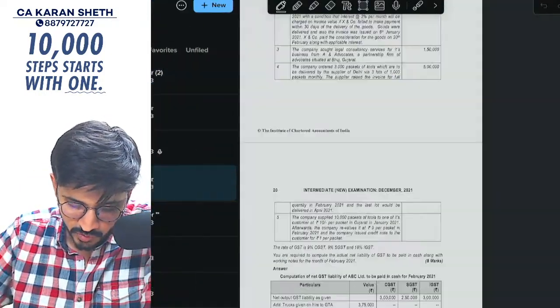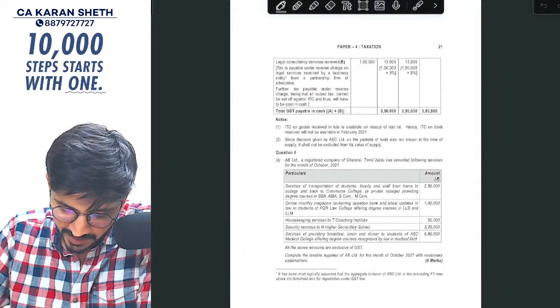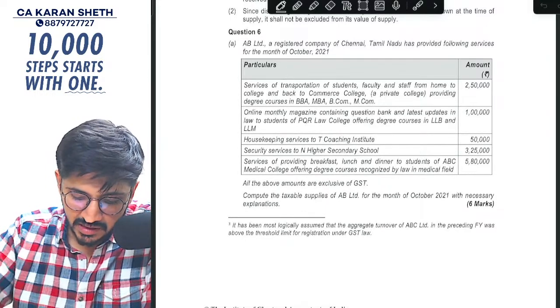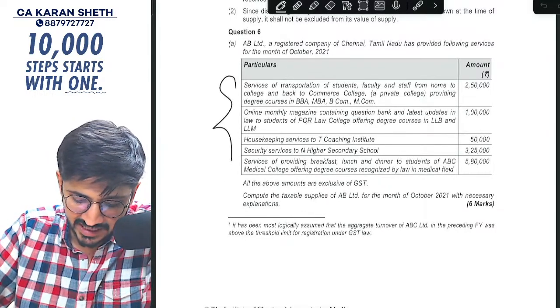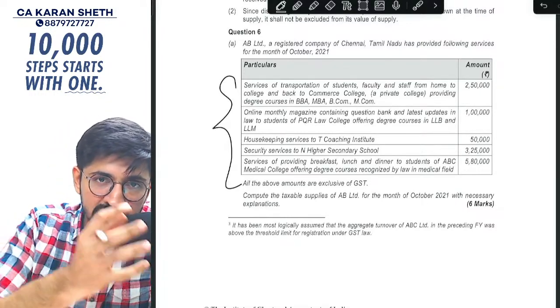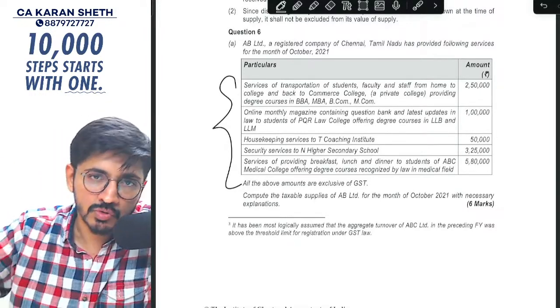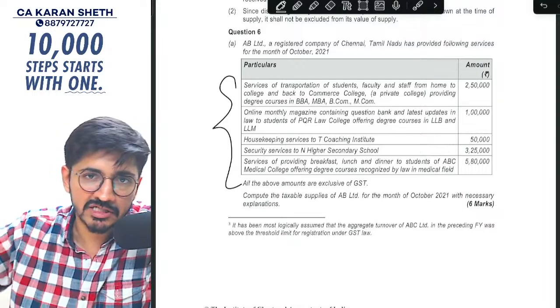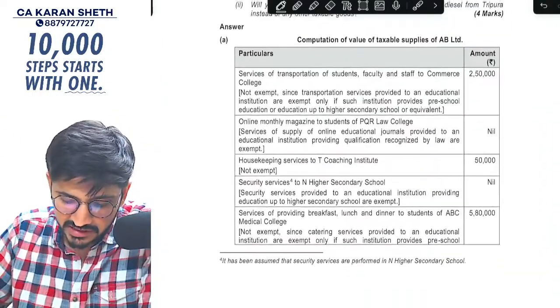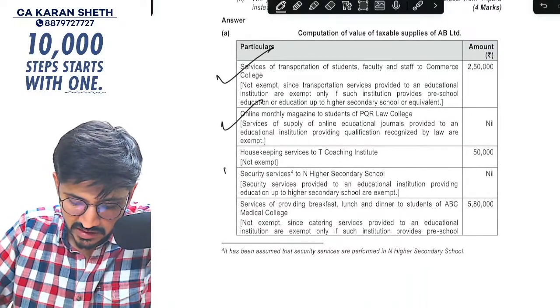Also, if I show you the December 21 paper, usme bhi similar things have been asked. This is more or less the entire exemption wala thing. There you are taking a position that security service to preschool, or this service to that institution, is either taxable or exempt. So just check out the reasons here.